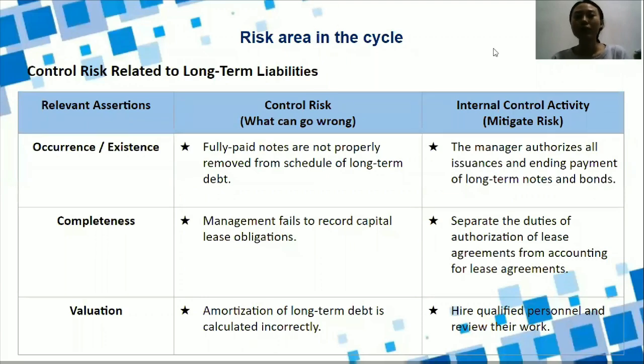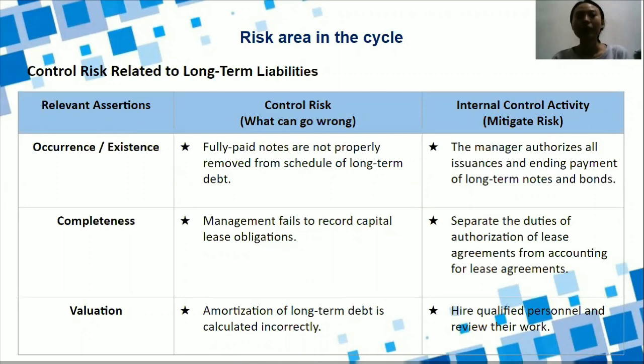We continue with the risk area in the cycle. Risk area can be divided into two. The first one is control risk and the second one is inherent risk. In this slide, we will talk about the control risk related to long-term liabilities.